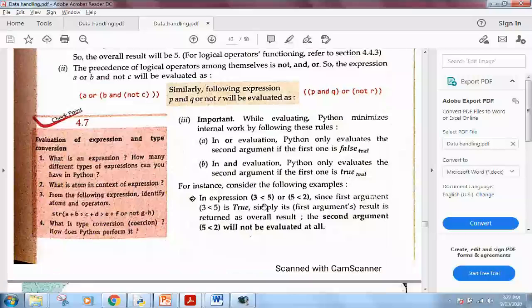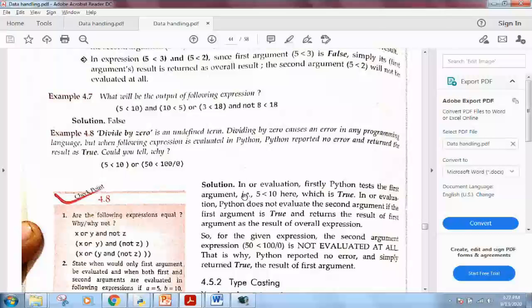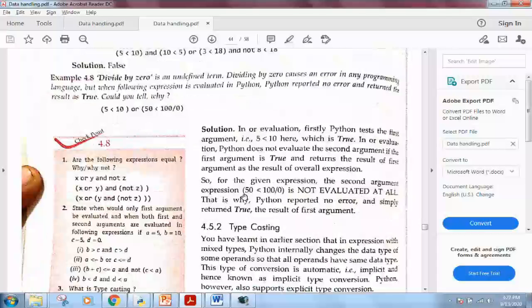So with this we have come to an end of evaluating the arithmetic expressions and all the logical expressions in Python, and if you have any doubt you can ask.